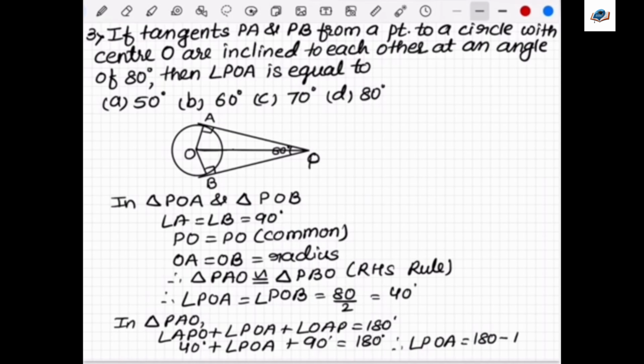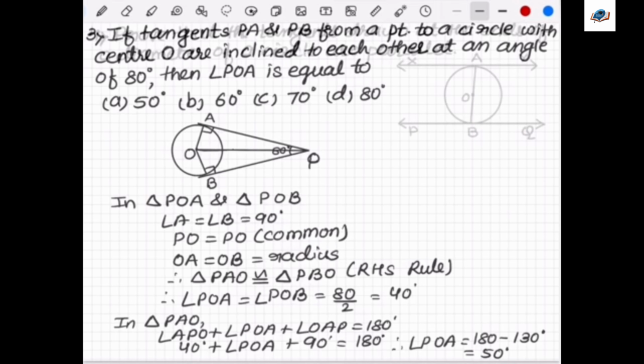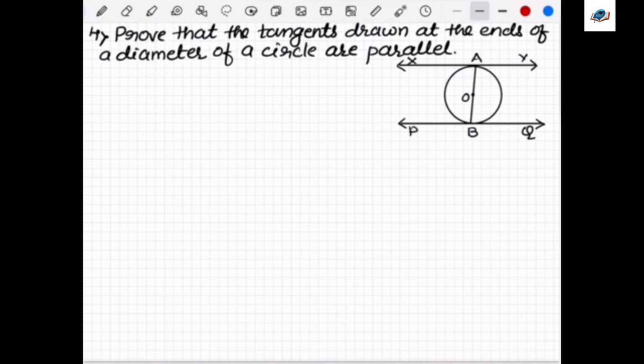Now question 4 says, prove that the tangents drawn at the ends of a diameter of a circle are parallel. So to prove it, first I have drawn the figure where I have taken a circle with diameter AB and center O, and lines XY and PQ are two lines which are touching at point A and point B. First, I need to prove XY parallel to PQ.